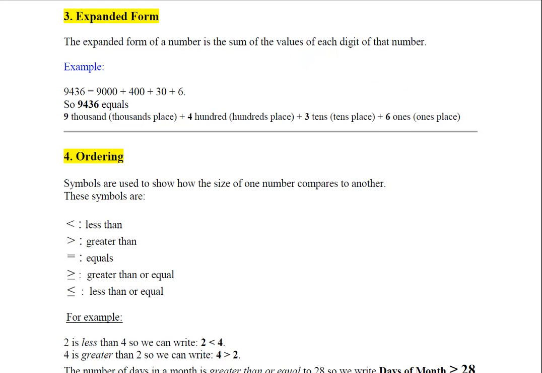Number 4, ordering. Now, remember, this means less than, this is greater than, this is equals. If I have something like this, that means greater than or equal. Something like this, less than or equal.